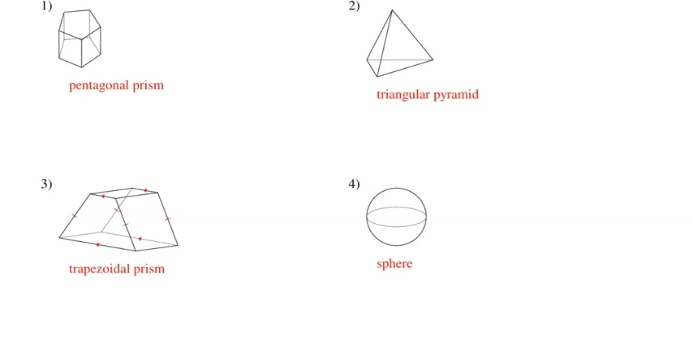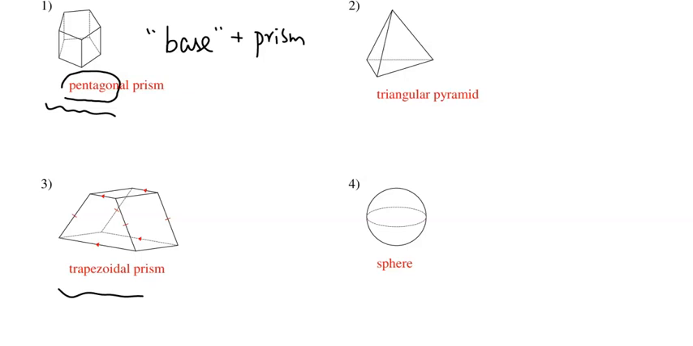Now, these guys are the prisms. When you name the prism, it's always the base shape. So what is a base? And then you add the word prism. That's it. So the base is a pentagon. So you change this pentagon into an adjective. You say pentagonal. Then you say prism.